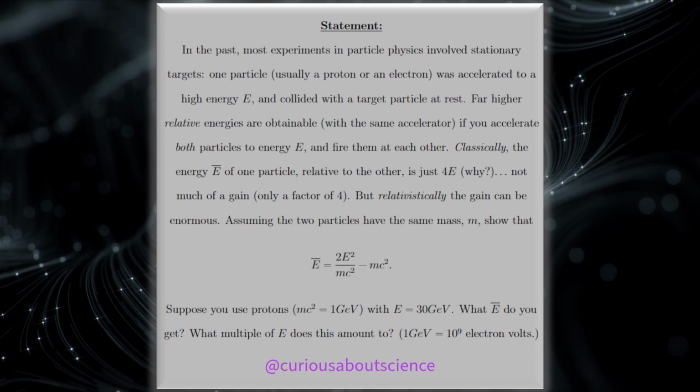Assuming that the two particles have the same mass m, show that E bar is equal to 2E squared over mc squared minus mc squared. Suppose that you use protons, which have a rest mass of mc squared equal to 1 giga-electron-volt, with E equal to 30 giga-electron-volts. What E bar do you get? What multiple of E does this amount to? Here, 1 GeV, or giga-electron-volt, is 10 to the 9 electron-volts. As always in physics, let's go ahead.